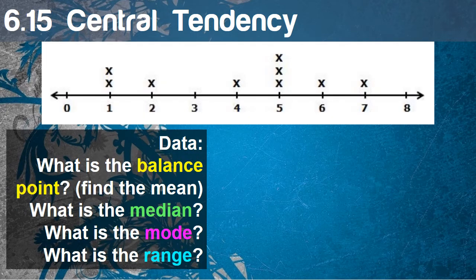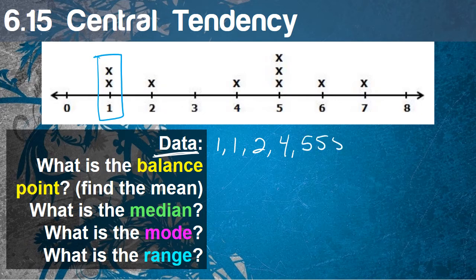All right, so now let's take a look at our line plot, and we're going to have to answer some questions that go along with that. Our first one is we're going to figure out what our exact data is. In our line plot, we're figuring out where our x's show up and at what number. Here we have two x's at number 1, so that tells us that there are two 1s in our data set. Now we have a 2, we have a 4, we have three 5s, so let's write those out. We have a 6 and we have a 7 in our data set.